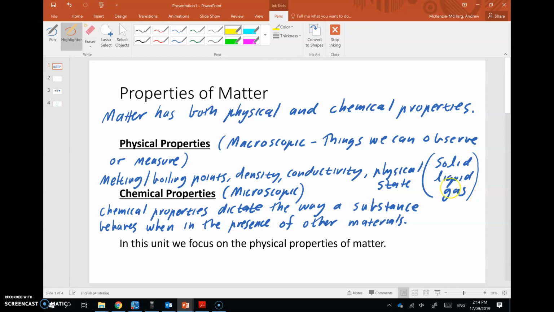Now the chemical properties are usually microscopic or happen on an atomic level. So we usually can't see these occurring at that atomic level, although we can observe chemical reactions occurring. We'll talk more about that in Criterion 8. Really, we're concerning ourselves with the physical properties in this unit.